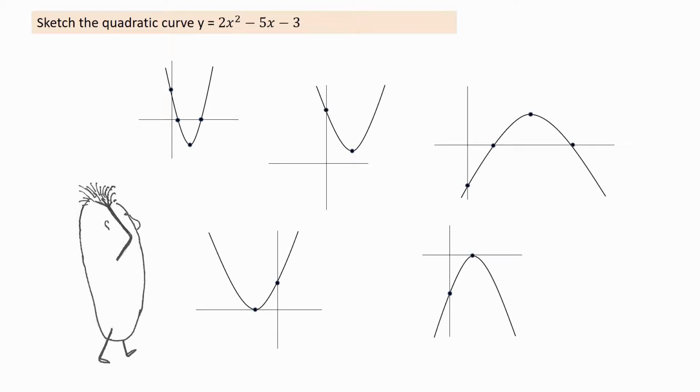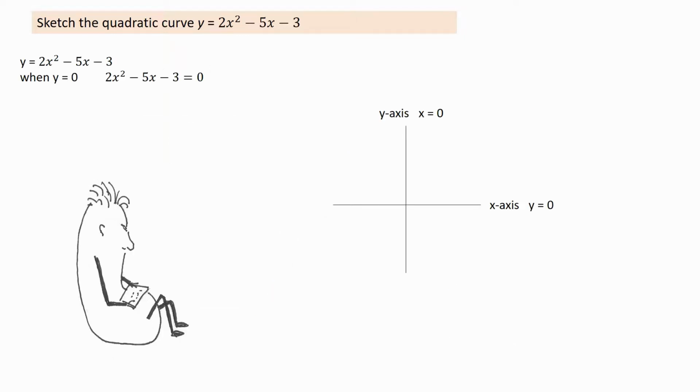Finding the points of intersection with the axes and the turning point of the curve provide all the information needed to make a sketch. Start by sketching the axes. Any intersection with the x-axis occurs when y equals 0, and when y equals 0, 2x squared minus 5x minus 3 equals 0.